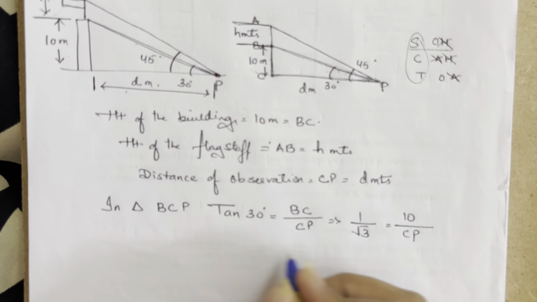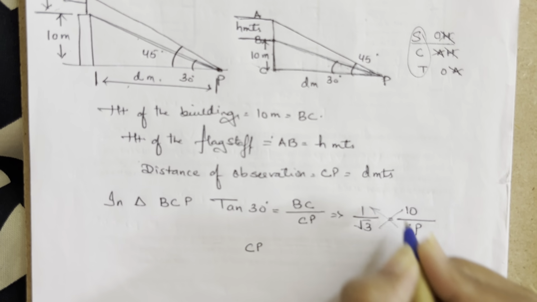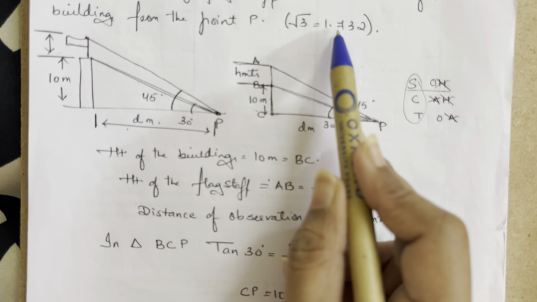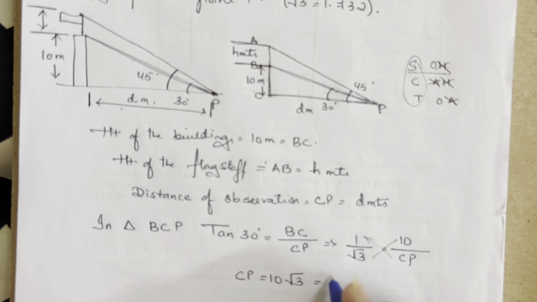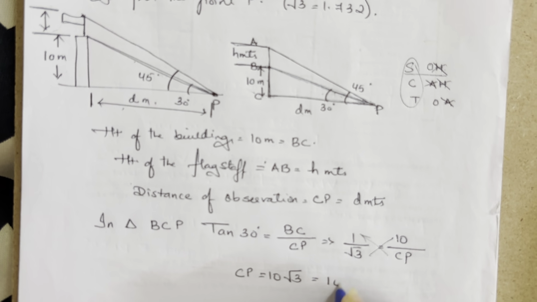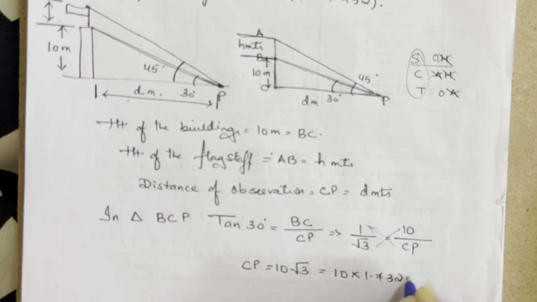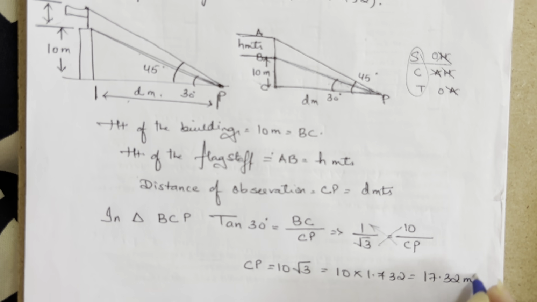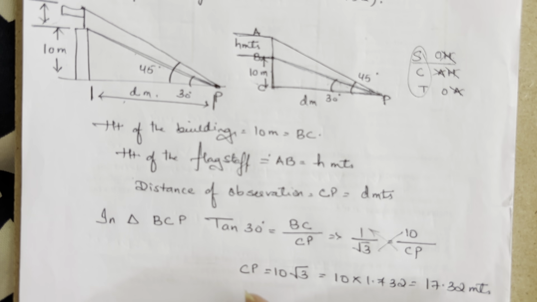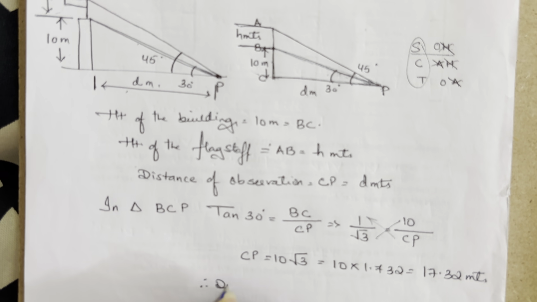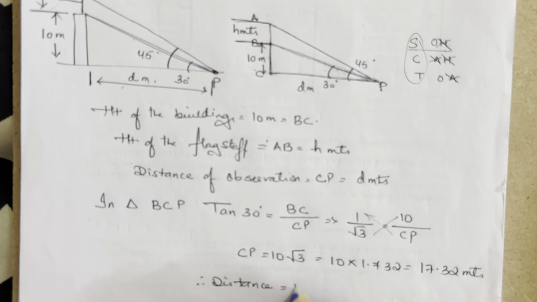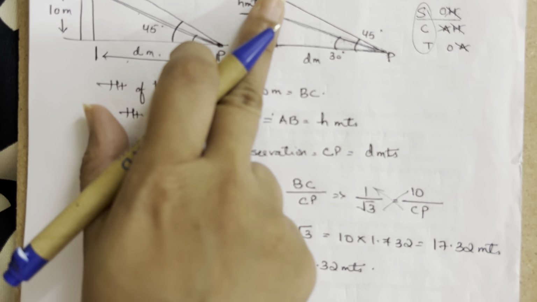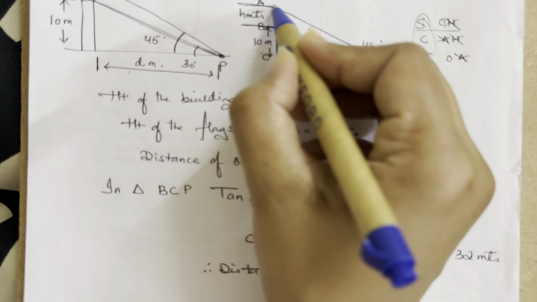If I have to simplify it, CP goes towards this side and is equal to 10 root 3. Root 3 value in the question is given as 1.732. So we are going to replace it and write it as 10 times 1.732, which turns out to be 17.32 meters. So the distance I know now is, therefore I'll write distance is equal to 17.32 meters. Now done. Now I have to find this thing. I have to find this, right?